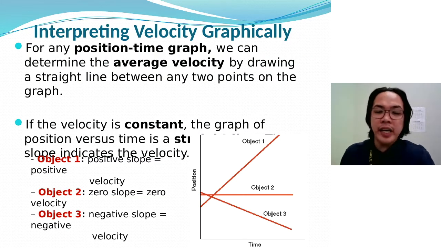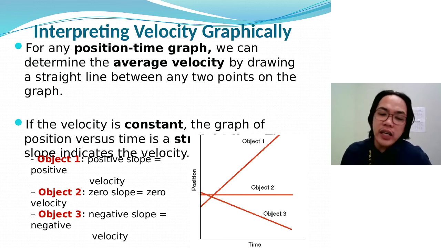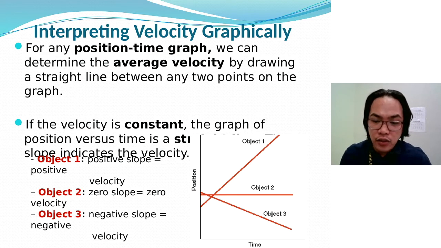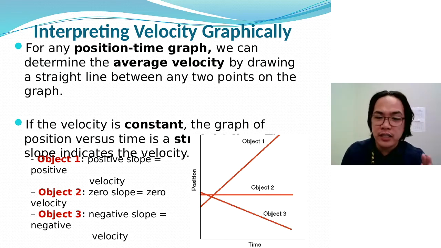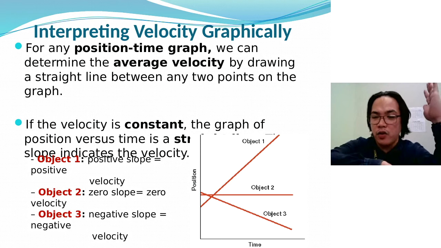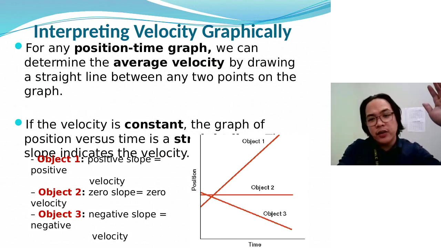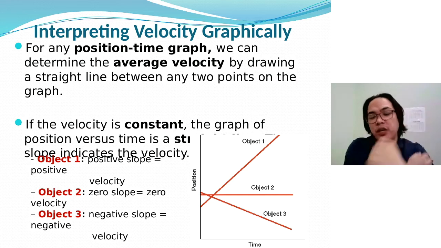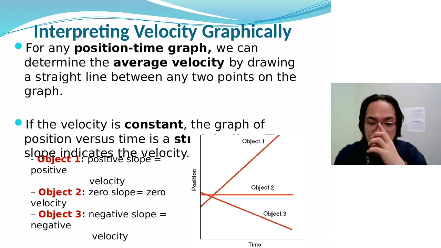So interpreting velocity graphically: for any position-time graph, we can determine the average velocity by drawing a straight line between any 2 points on the graph. So we have 2 points there. Remember, you have your distance or position as your y-axis, and then your time for the x-axis. So in the middle of those, the slope is your velocity.